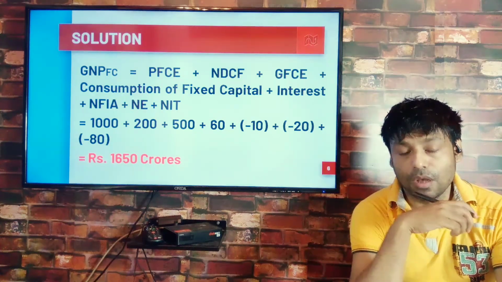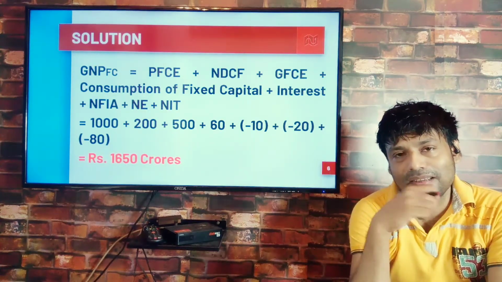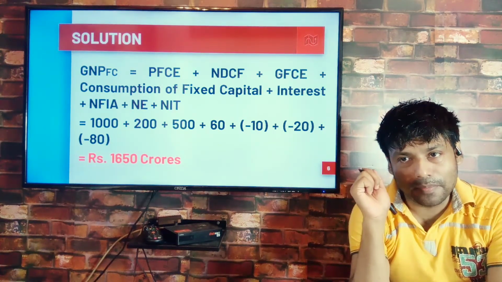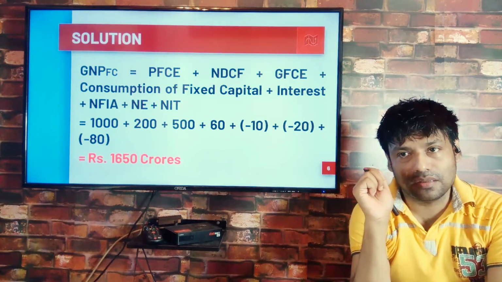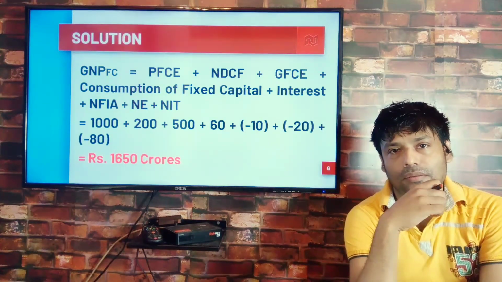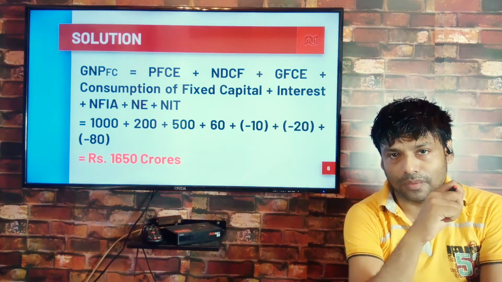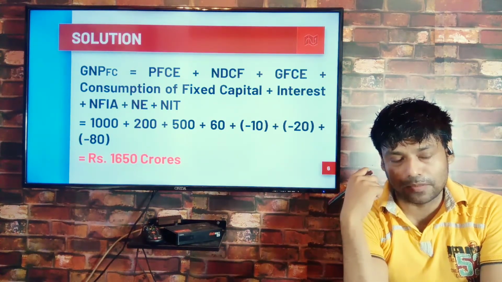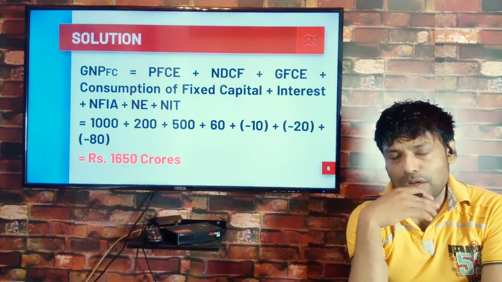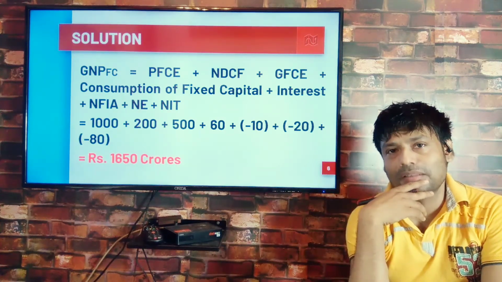So ultimately we got the answer, that is rupees 1650 crores. We have one more method to discuss, which we will discuss in the next class, that is the income method. And students, remember one thing, whatever be the method we use, whether it is the expenditure method or the income method, it does not matter. Your answers for both the methods should be the same. That means if today I use the expenditure method and we got the answer 1650 crores, when next time we use the same example, that is the income method, we will get the same answer.